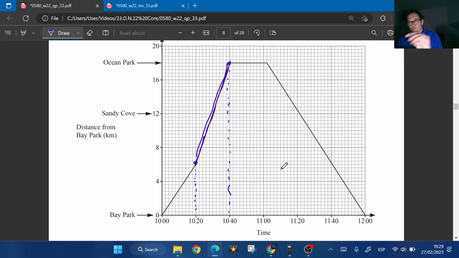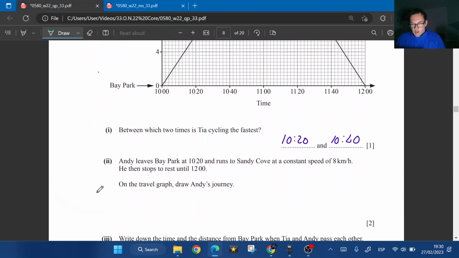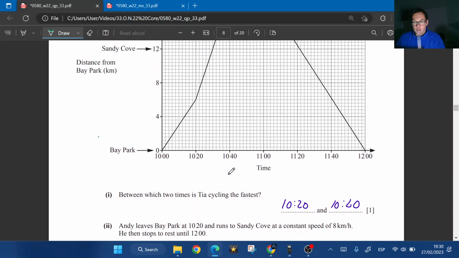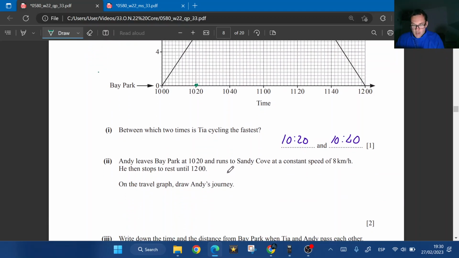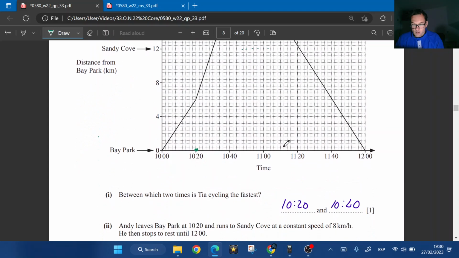Okay. So let's just clear the clutter. And we're going to draw a journey now. So you get out your pencil and ruler. And now we think. At 10:20, Andy leaves Bay Park. So 10:20 is there. He runs to Sandy Cove. There's Sandy Cove. So we are going to, in line with that, there's somewhere we're going to stop.